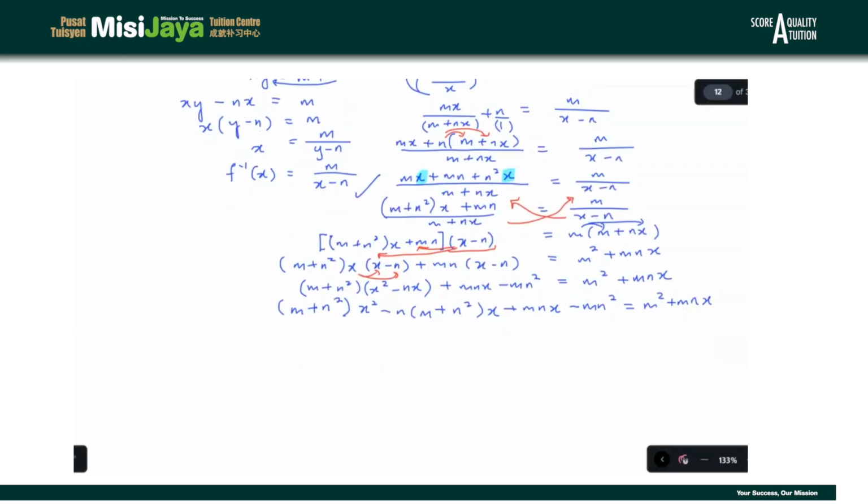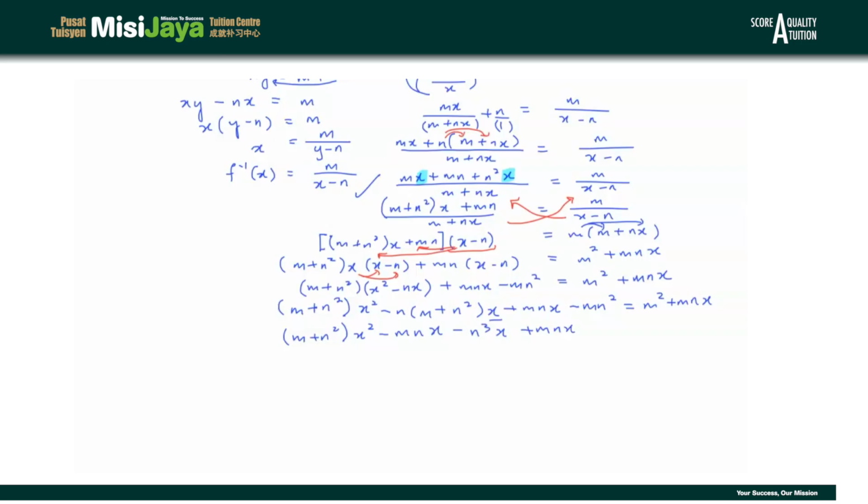Okay, so from here, we have to expand one by one. This one, just write it as m plus n squared first. Then x squared minus, this is mn, and then outside there's an x, so mnx. Then after that, minus n cubed x plus mnx. Then after that, minus mn squared equals m squared plus mnx.